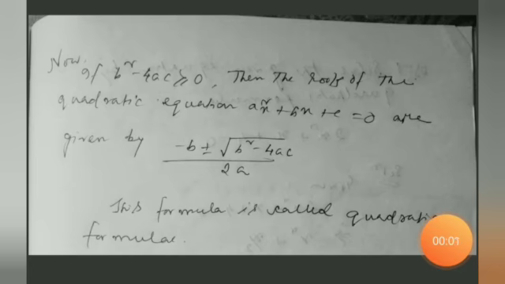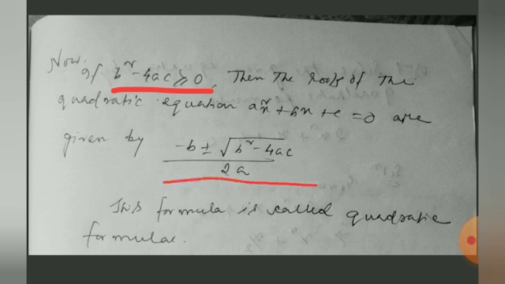So now we conclude that if b square minus 4ac is greater than or equal to 0, then the roots of the quadratic equation ax square plus bx plus c equal to 0 are given by minus b plus minus root over b square minus 4ac divided by twice a. This formula is called the quadratic formula.